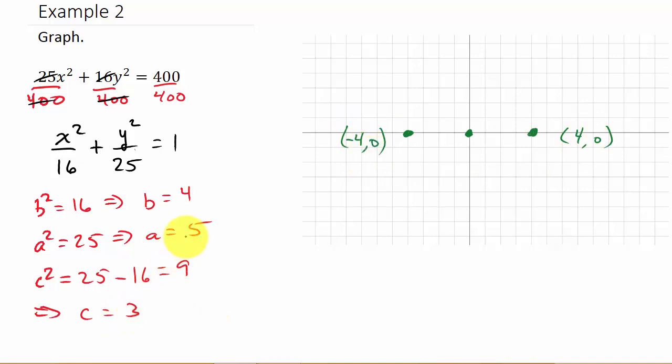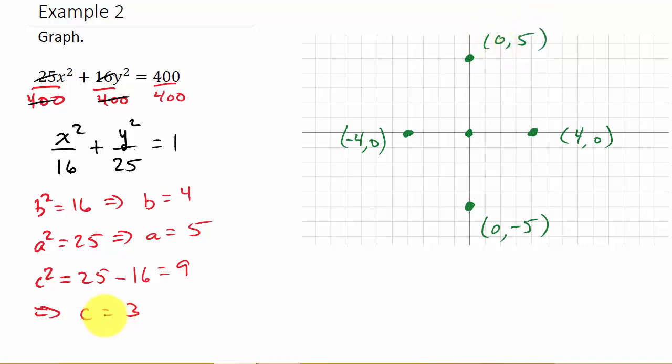And then I've got a is 5, so that tells me how I'm going up and down. You can pretty much tell here: b squared, that's under x, that tells me how I move on the x axis. a squared is under the y, so that tells me how I move on the y axis. That's another way you can look at it. So a is 5, so I'm going to go 1, 2, 3, 4, 5, and then down 5, 1, 2, 3, 4, 5. And so this would be the point 0, -5, and this would be the point 0, 5.